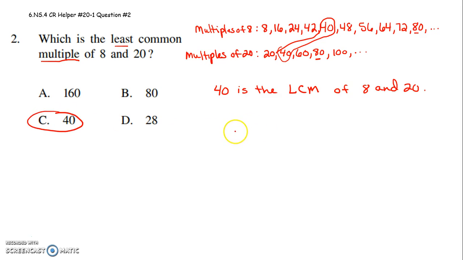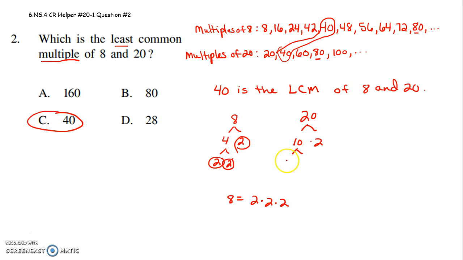Some of you also use factor trees. So you might do 8 is 4 times 2, and then break this down into prime factors. 4 is 2 times 2. So you might have 8 equals 2 times 2 times 2. Then you'd break down 20. 20 is 10 times 2. Break down the 10 into prime factors, and you have 2 times 5. So then you say 20 is 2 times 2 times 5.